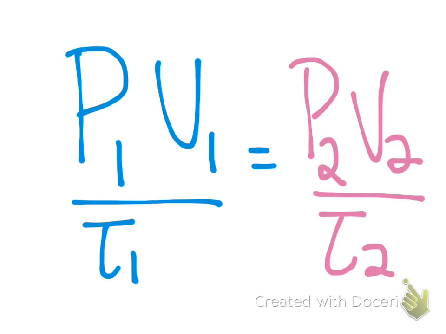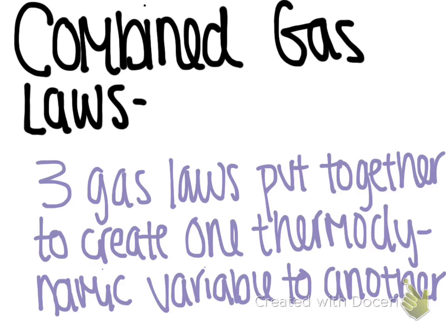I'm going to teach you about P1 times V1 over T1 equals P2 times V2 all over T2. This is also known as the combined gas law, and that's the three gas laws put together to relate one thermodynamic variable to another.